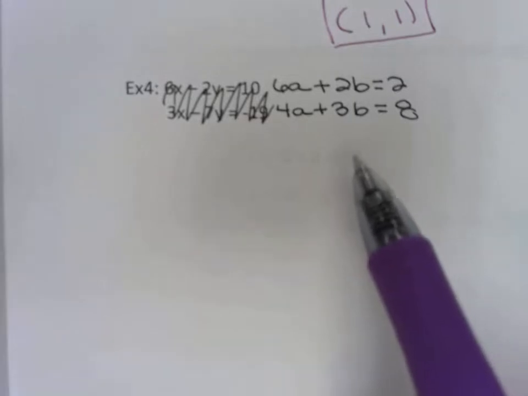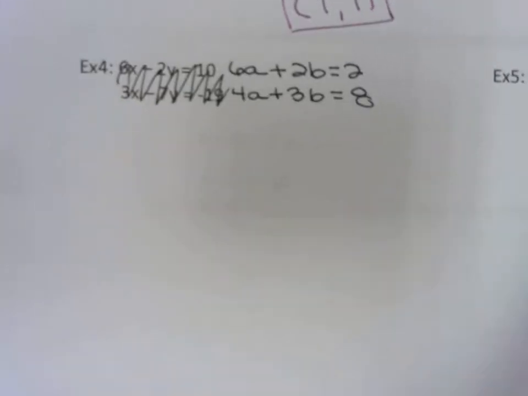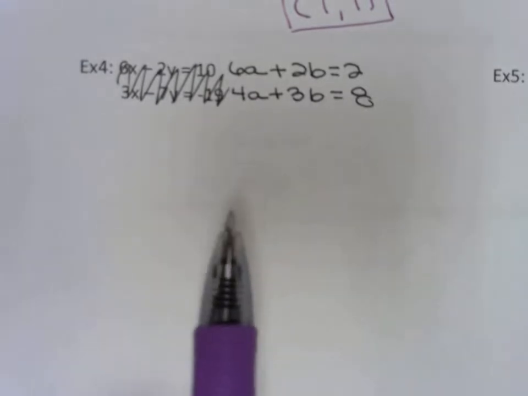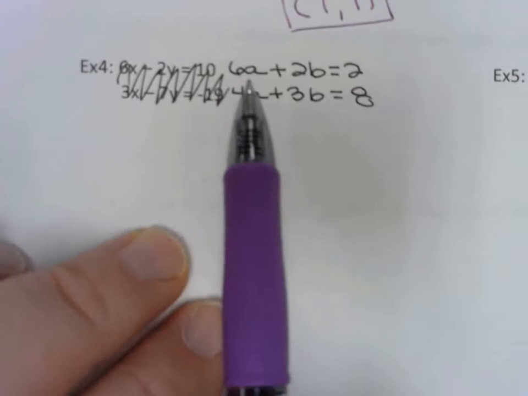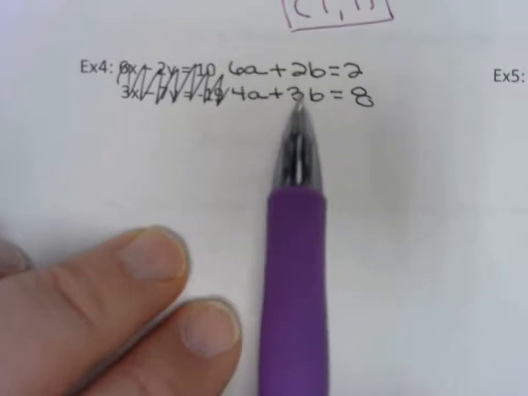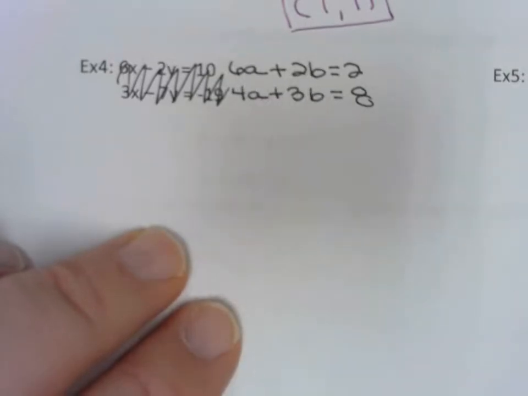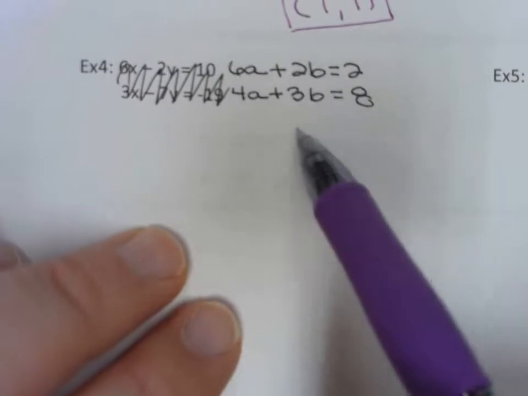So what we need to do is we are going to have to multiply both of these equations by something. It doesn't matter, we can either choose a or b. I'm going to choose b now because the numbers are a little smaller. So we're going to look at my coefficients, 2 and 3.